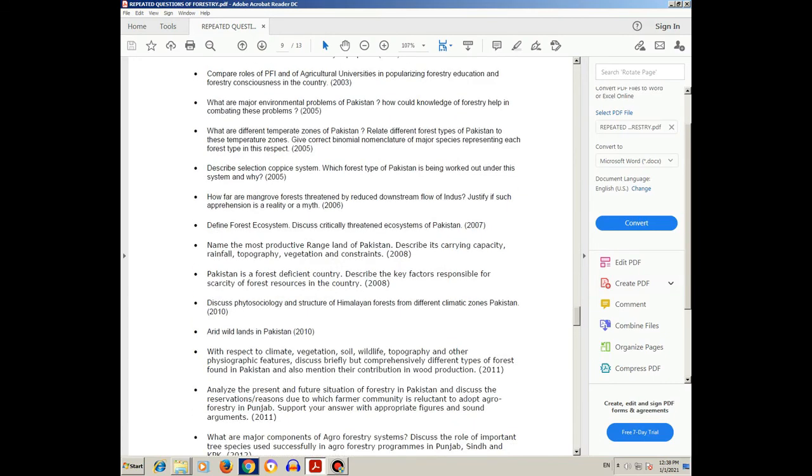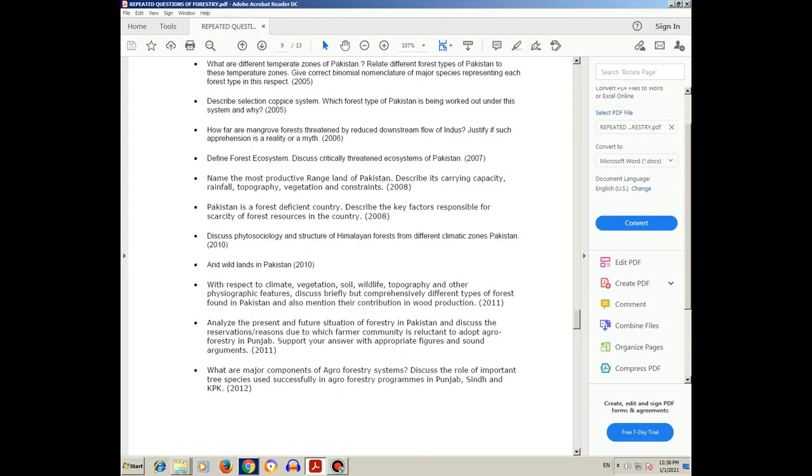2008 Pakistan is a forest-deficient country. Describe the key factors responsible for scarcity of forest resources in the country. 2008 Discuss phytosociology and structure of Himalayan forests from different climatic zones of Pakistan. 2010 Arid wildlands in Pakistan, with respect to climate, vegetation, soil, wildlife, topography and other physiographic features. Discuss briefly but comprehensively different types of forest found in Pakistan and also mention their contribution in wood production.